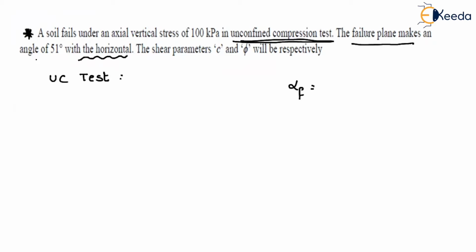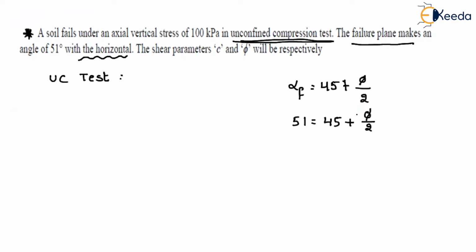So be specific with the angle and in what unit they have represented it. If you remember, the failure plane with respect to horizontal can be represented as 45 plus phi by 2. Here they have given the failure plane with respect to horizontal, that is 51 degrees. That will be equal to 45 plus phi by 2.